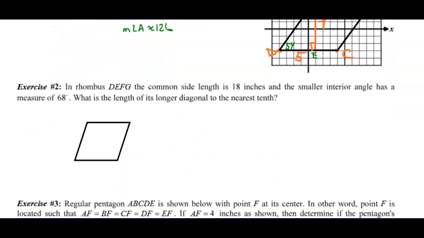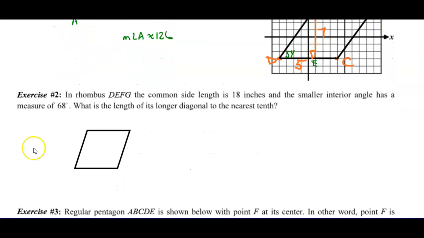All right, rhombus DEFG, common length side is 18. Put that all around. Okay, so this is DEFG. As long as you go around it clockwise or counterclockwise with those letters, you're good. Just don't want to skip across. Okay, the smaller interior angle has a measure of 68. Let's call that this one. That looks like the acute angle. Okay, and what is the length of its longer diagonal?